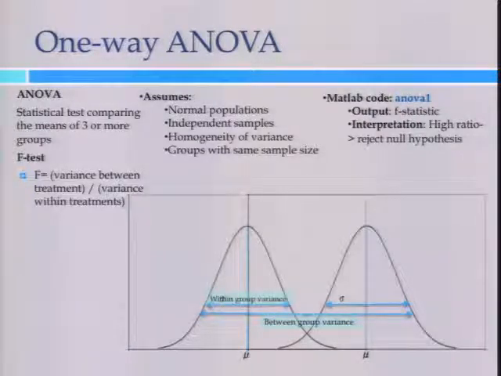In MATLAB, you can use the ANOVA1 function, which gives the F statistic. A higher ratio would mean that the variance between the groups is greater than those within the groups, and thus the sample means are probably different.